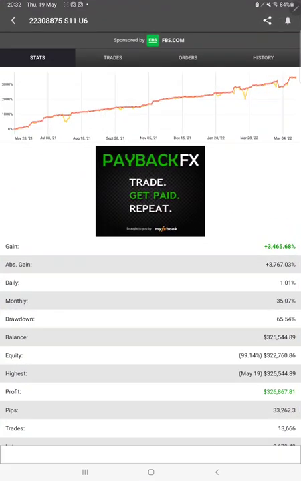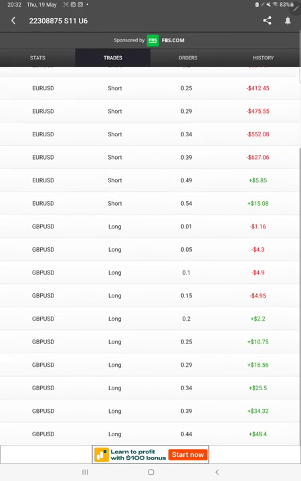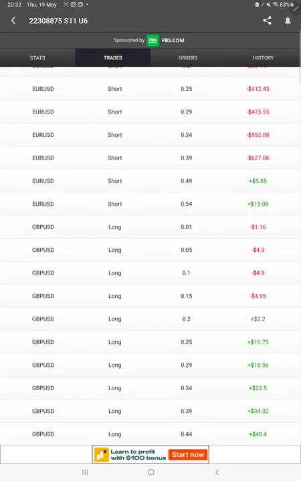Starting the new update, first of all we will check MyFXBook and verify all the statistics from here. Statistics like total percentage of gain, absolute gain, daily return, monthly return, drawdown, current balance, profit, equity, profit pips that we have achieved, deposit, withdrawal, and it was updated only 5 hours ago. We can also see the open trades here and verify what live trades are going on.